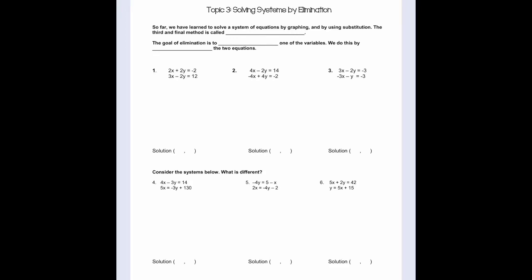Hey guys, it's Mr. Shin, and today I'm going to be teaching you about solving systems by elimination. So far we've learned to solve systems of equations by graphing and using substitution. The third and final method is called elimination.